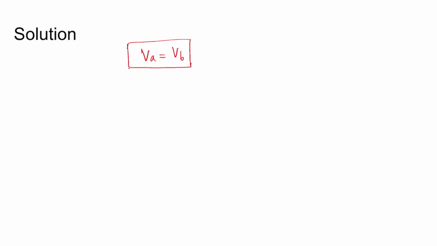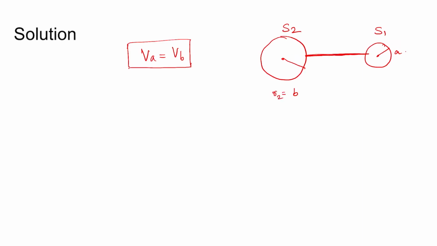Now drawing the diagram once again, this is of radius B and this is of radius A, and this is S1 and this is S2, connected by a wire. This is the wire and all are conducting. So R2 equals B and A is R1. Please note all are conducting, and charge distribution has taken place, and Q2 and Q1 are their charges. So VA must be equal to VB. This is the answer.